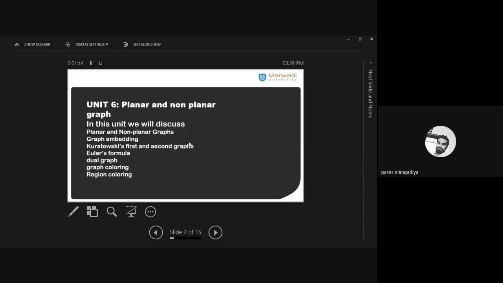Clear? So these are the topics of unit number 6. First we check the definition of planar and non-planar graph. Which graph can we say is a planar graph? Clear? Which graph is always a non-planar graph? Clear? So that is the definition of planar and non-planar.